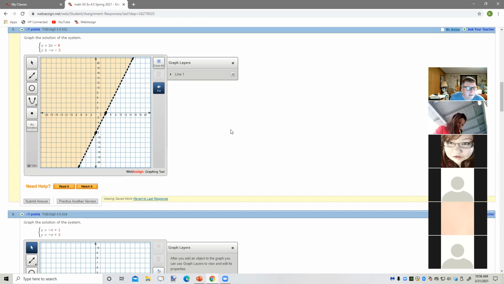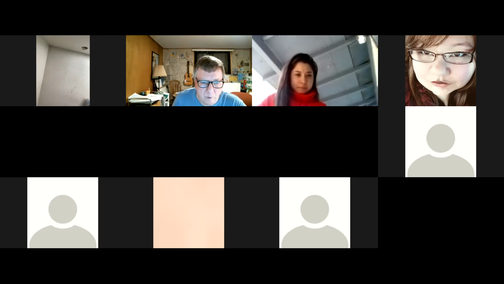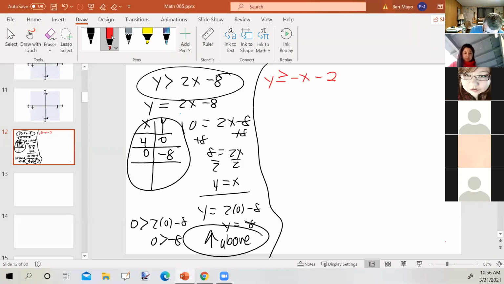All right, let's take a look at the second inequality. So we'll go back to my whiteboard screen. And I'm going to consider y equals -x minus 2.